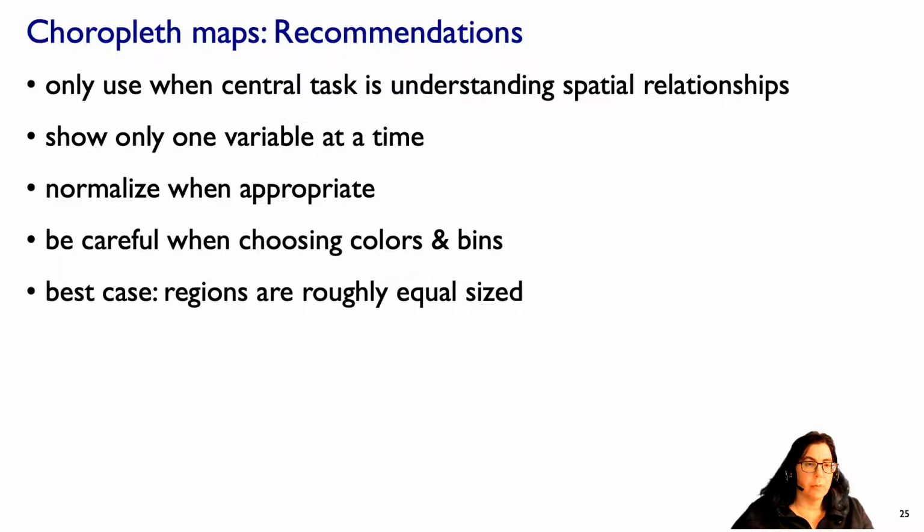So some recommendations for choropleths. Typically, you would use them only when the central task is in fact understanding spatial relationships. That's true for all thematic maps. You normally in a choropleth would show only one variable at a time. We'll talk a little bit about bivariate color maps next week, but they get quite tricky. When appropriate, be very careful to normalize. Be careful when you choose your colors, when you choose your bins. And because of that disparity in region sizes, the best case for choropleths is when your regions are roughly equal sized. And the more variability there is in your region sizes, the more hazards and limitations there are to using choropleths.